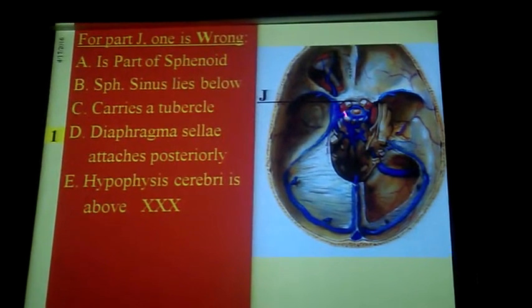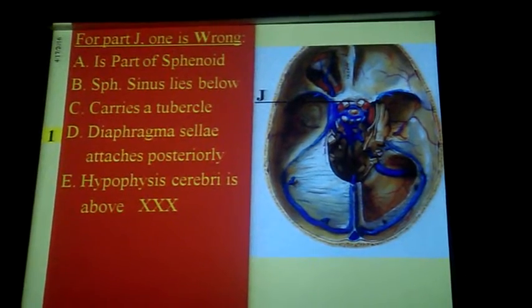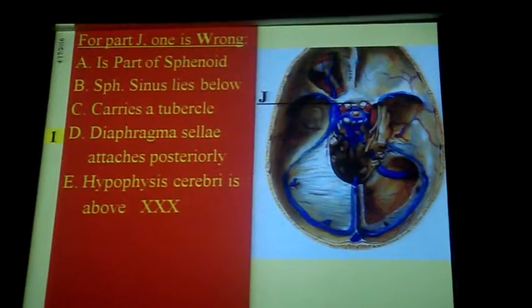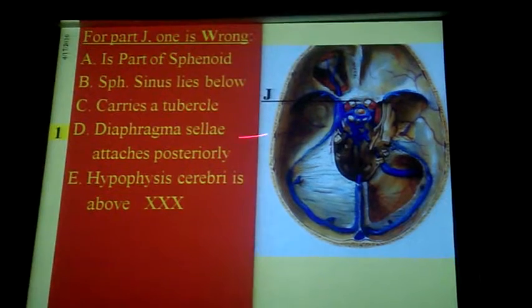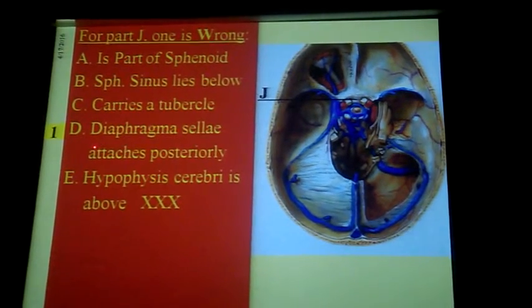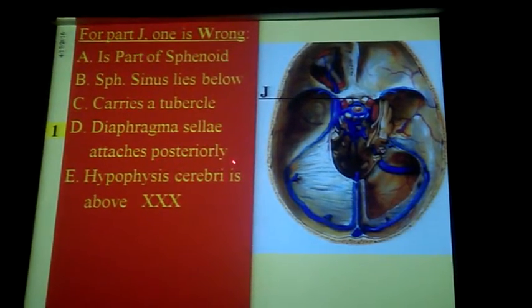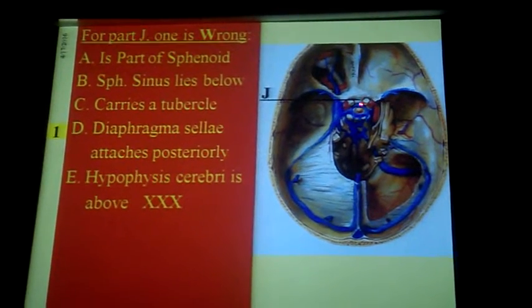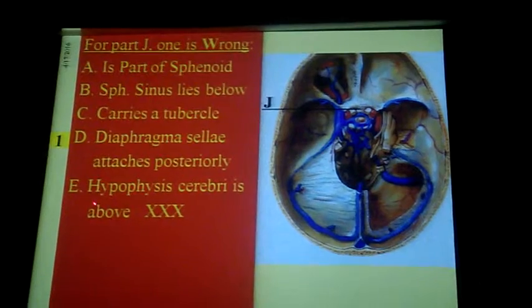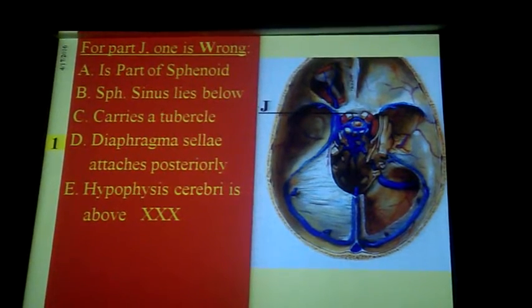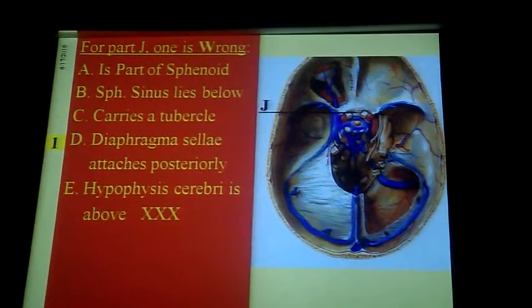Carries a tubercle. At its posterior border, jugum sphenoidale has a tubercle. Correct. Diaphragma sellae is attached to the posterior border of the jugum sphenoidale. Yes, quite correct. بعدين عندنا hypophysis cerebri is above it. Hypophysis cerebri is not above the jugum, it is behind it. Okay, then this is incorrect.